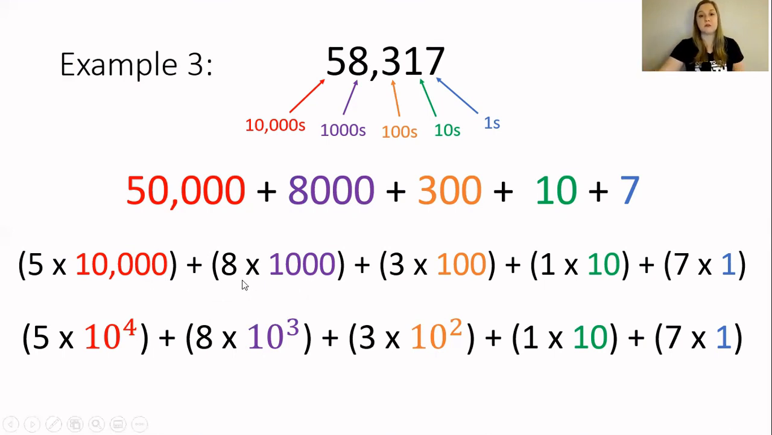And we see that again here for 8 times 1,000, we do 8 times 10 to the 3. Well, 1,000 has 3 zeros. So that works, this exponent here is 3. And 10 to the 3 is just 10 times 10 times 10. And then we continue this for 3 times 100, 3 times 10 squared. 1 times 10 is just 1 times 10, and 7 times 1 is just 7 times 1.